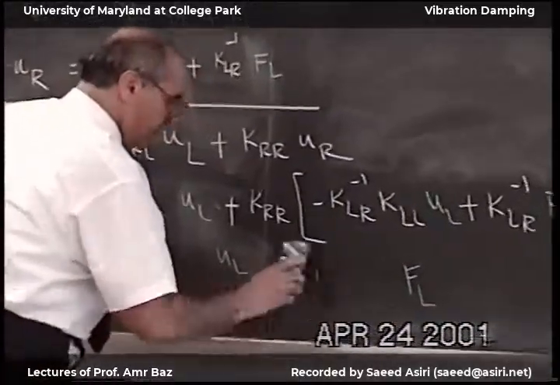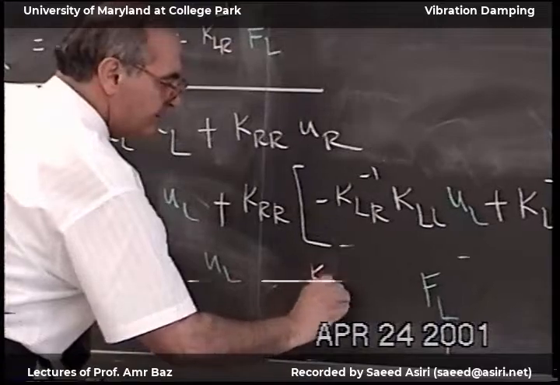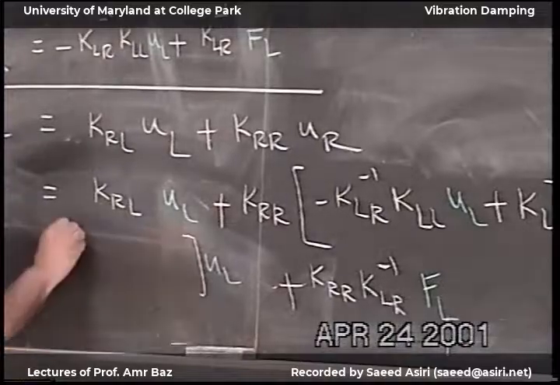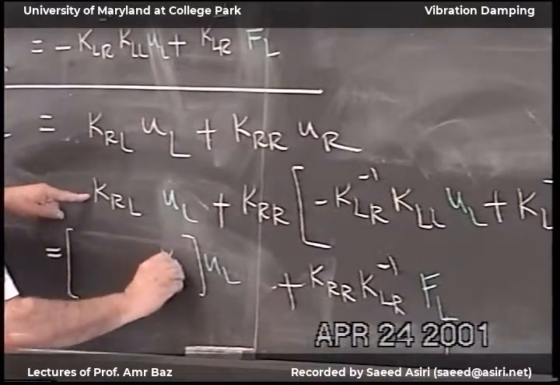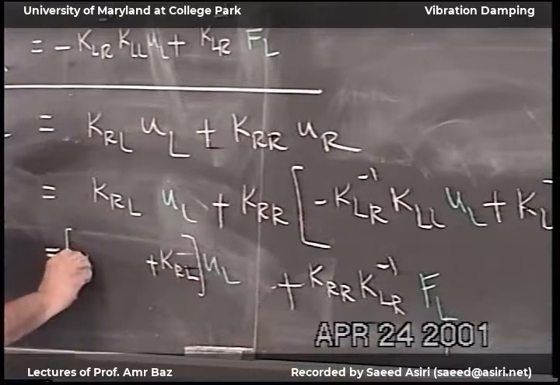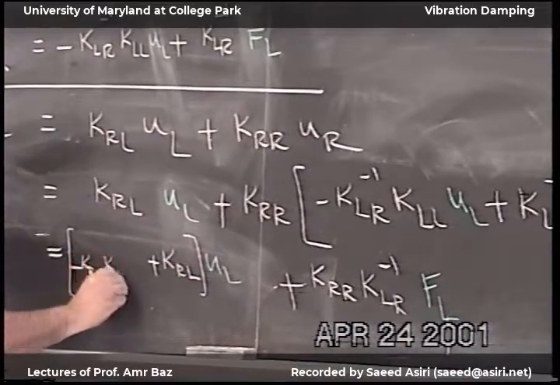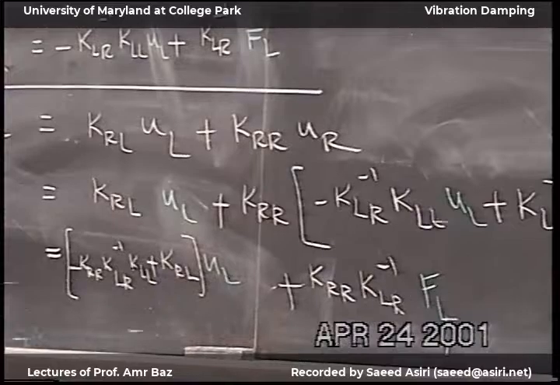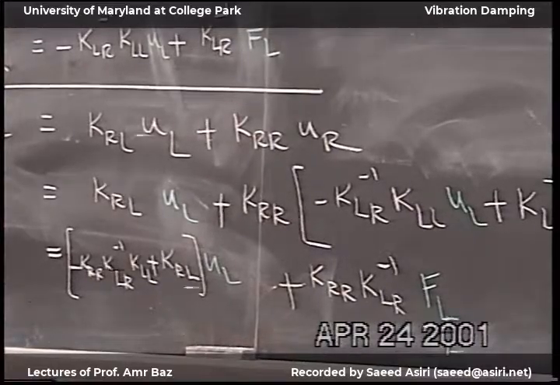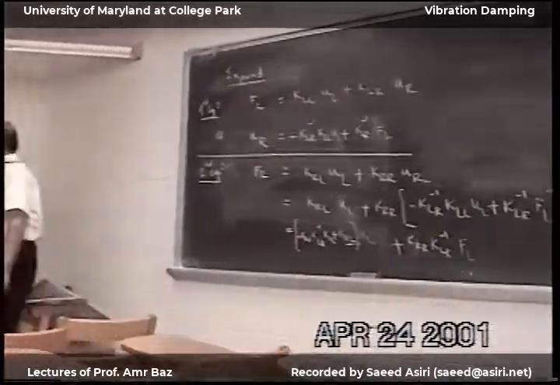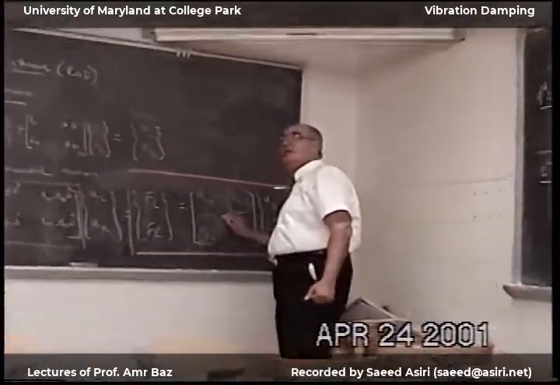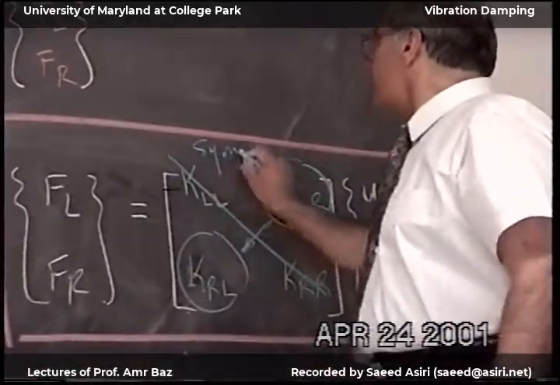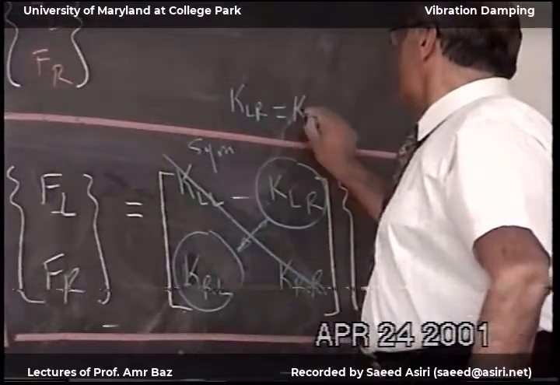So I have here KRR KLR inverse, and then I have here three terms, KRL, and then I have minus KRR KLR inverse KLL. And of course, one important thing is these two are the same, because any stiffness matrix is symmetric. So KLR is equal to KRL.